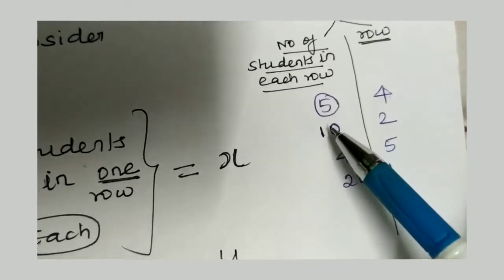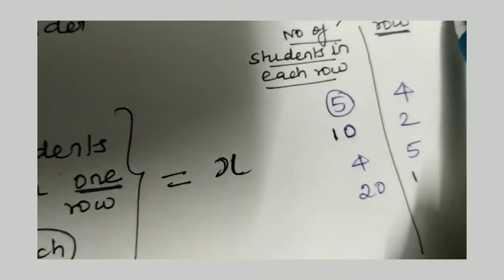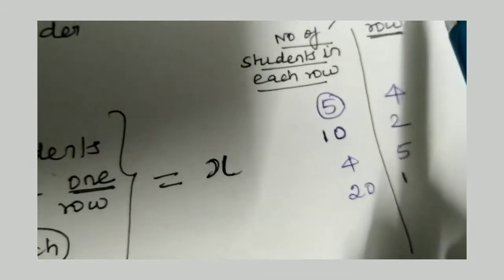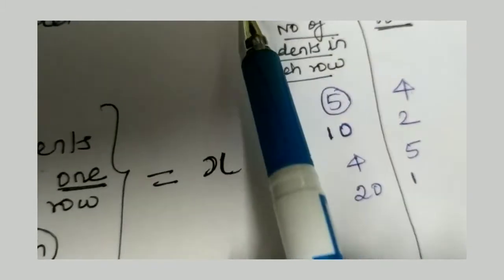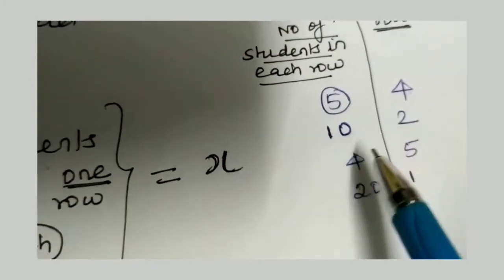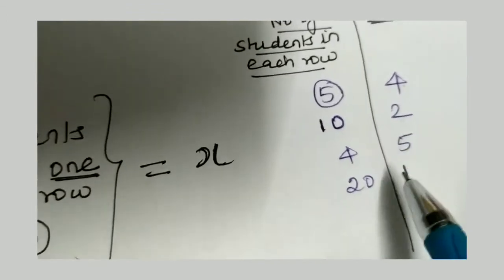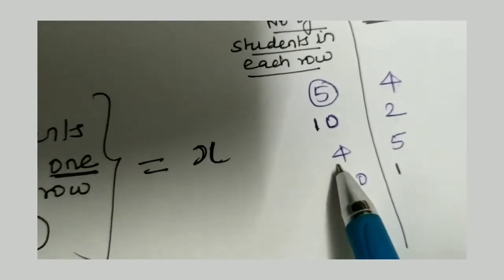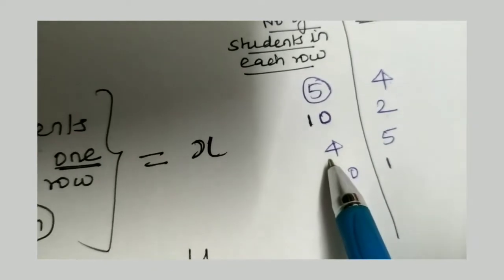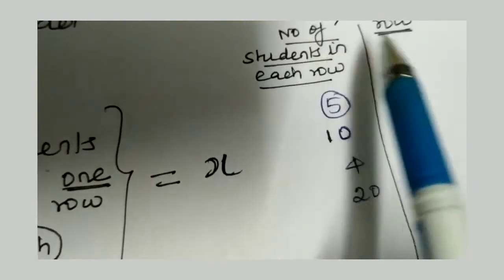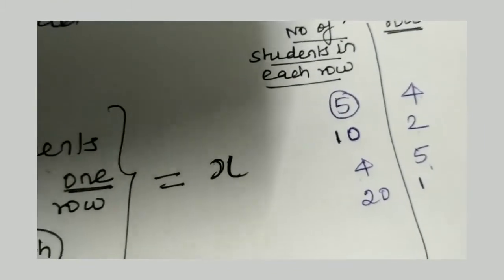Suppose in one row, 10 students are standing. How many students are there totally? Totally there are 20 students. Suppose 10 students stand in one row, automatically only 2 rows can be formed. See another example. 4 students are standing in one row, so the number of rows will be 5. In this way, we have to frame an equation.